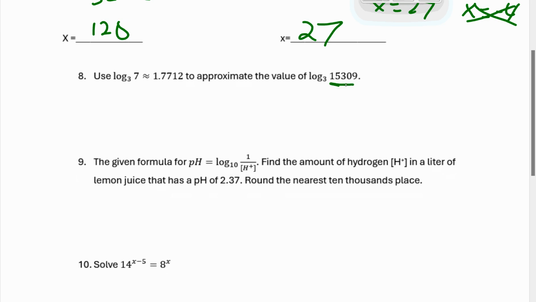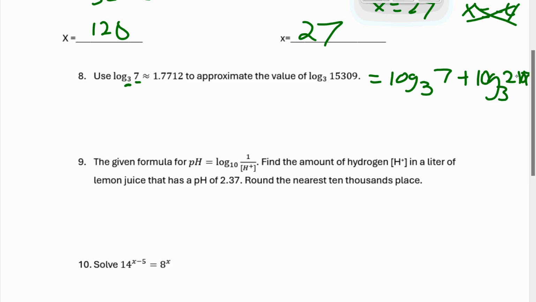Approximating value, so I want to rewrite this number in terms of either what I'm taking the log of or its base, right? So I can rewrite this as log base 3 of 15,309. I can divide that by 7, and it goes in evenly once. So that means I'm writing 2 logs and adding those 2 logs. And when I divide that by 7, I get, what is it? 2,187.